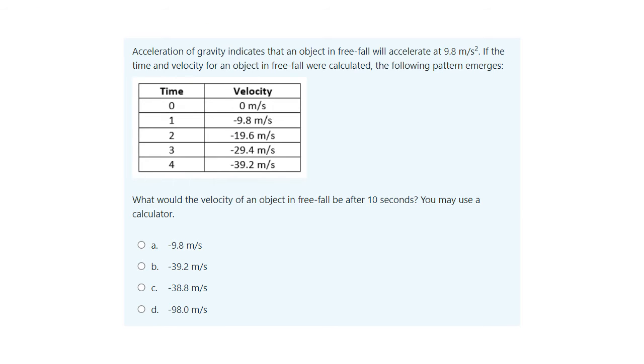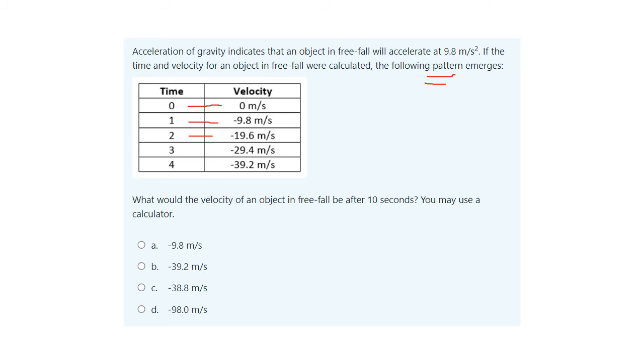Now, acceleration of gravity indicates that an object in free fall will accelerate at 9.8 meters per second squared. If the time and the velocity for an object in free fall were calculated, the following pattern emerges. Keyword there is pattern. What pattern can we see? Well, after 0 seconds, we have 0 meters per second. After 1 second, we get minus 9.8. After 2, we get minus 19.6.